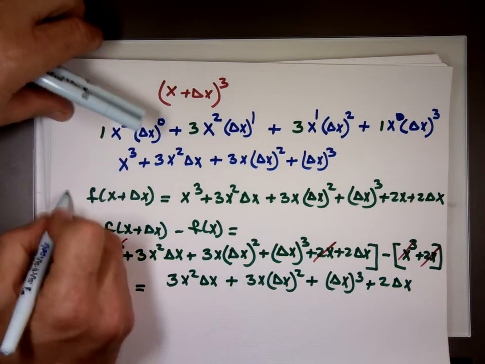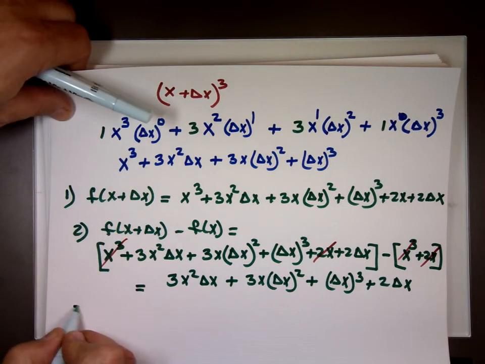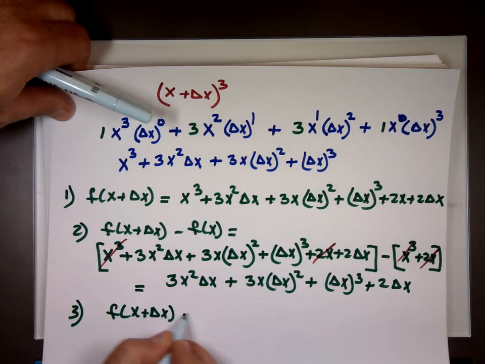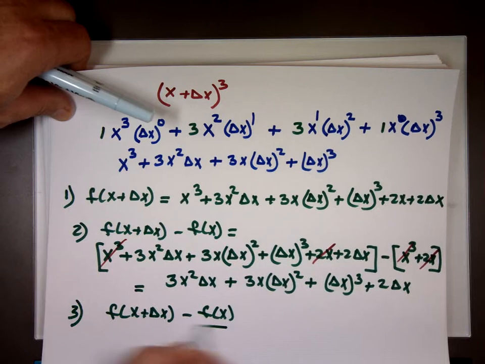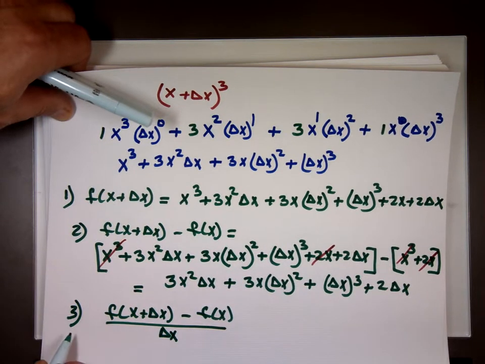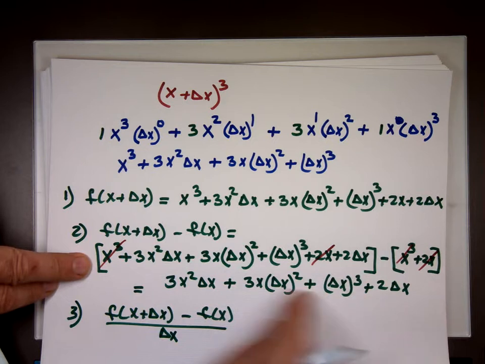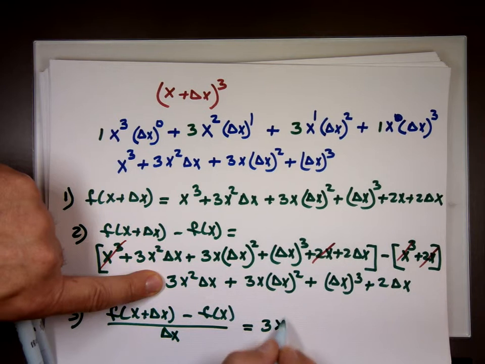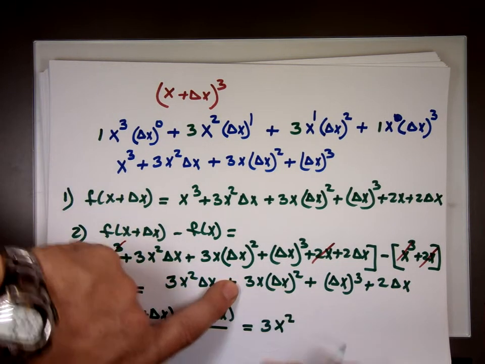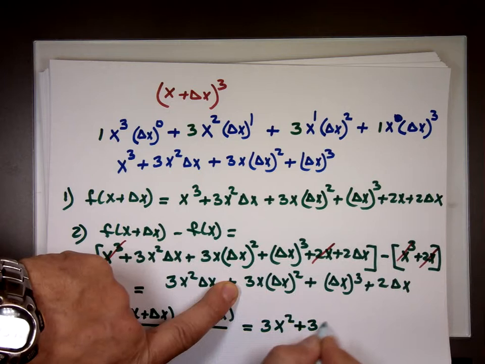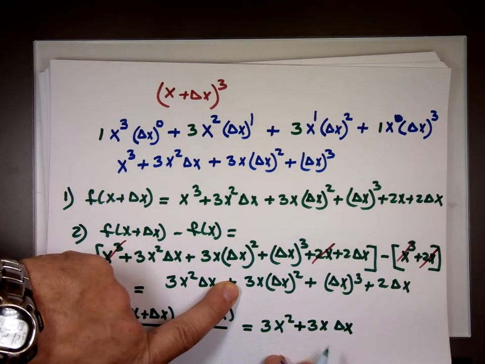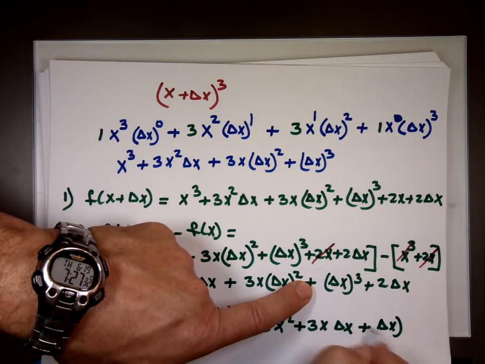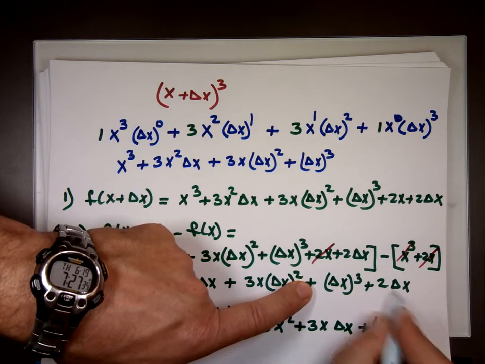What is step number 3? Take the answer from step number 2 and divide it by what? Delta x. So if we divide each one of these by delta x, what are we going to have? We're going to have 3x squared. Divide this by delta x, it becomes what? 3x times delta x. Divide this by delta x, that's delta x squared plus what? 2.